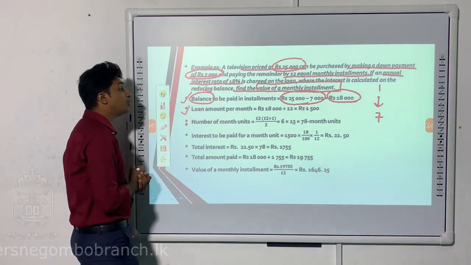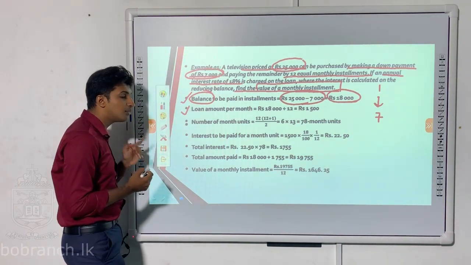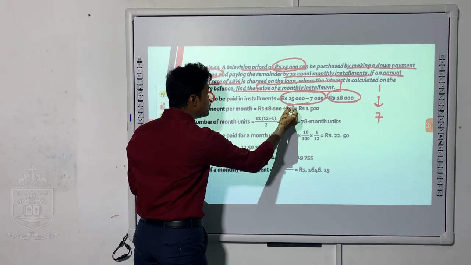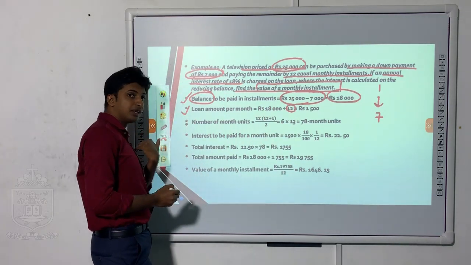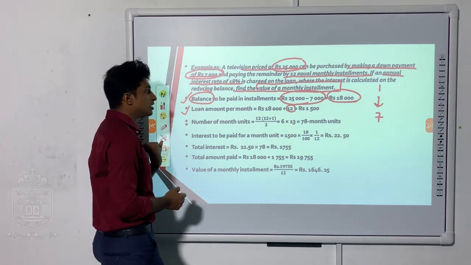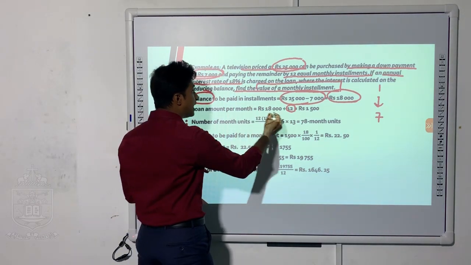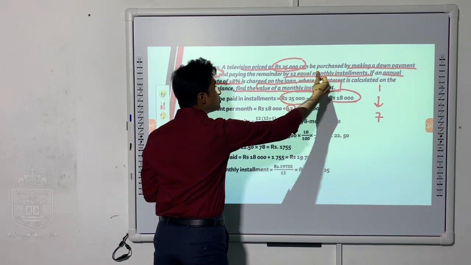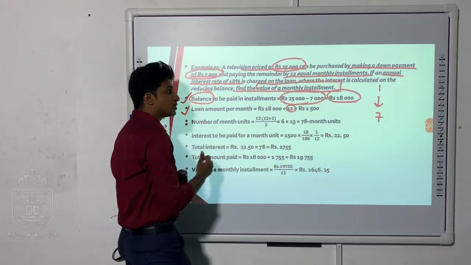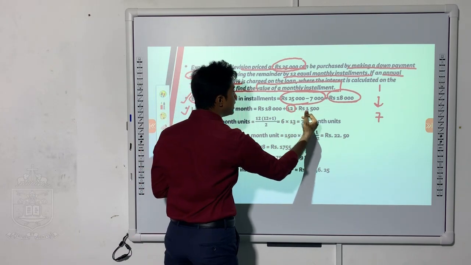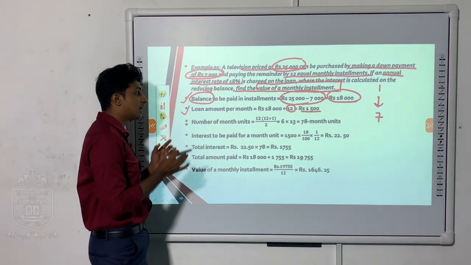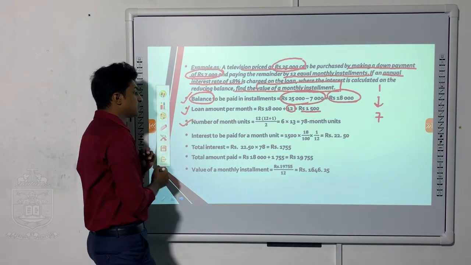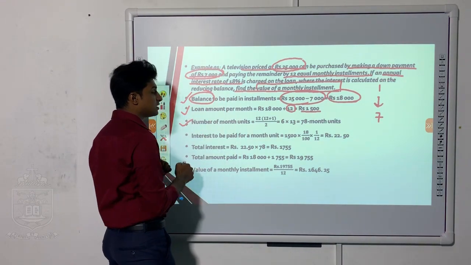Then loan amount per month. Loan amount per month is going to be balance divided by number of monthly installments. I am using the previous steps to this question. So loan amount per month is going to be the balance, that is 18,000, divided by number of monthly installments, that is 12. So 18,000 divided by 12 is rupees 1,500. That is the loan amount per month. Second step is done.